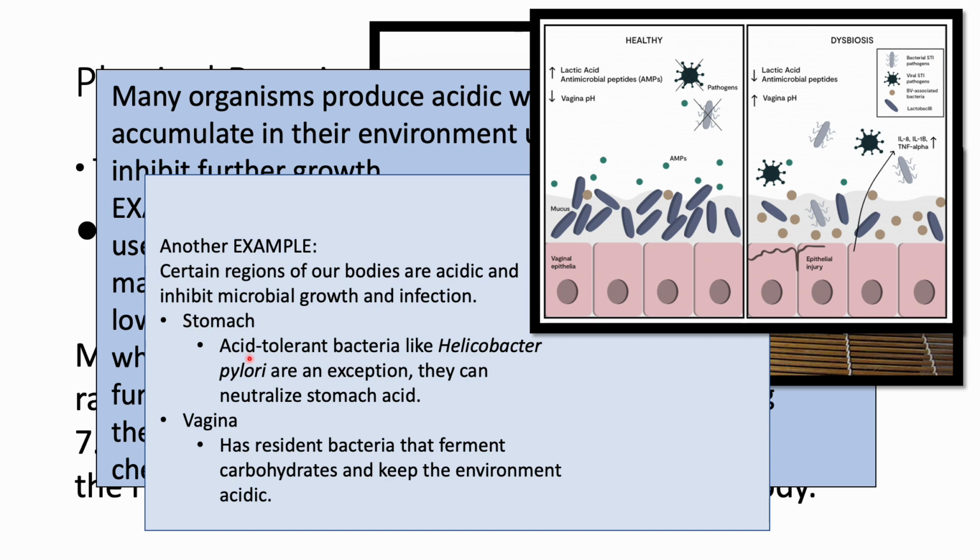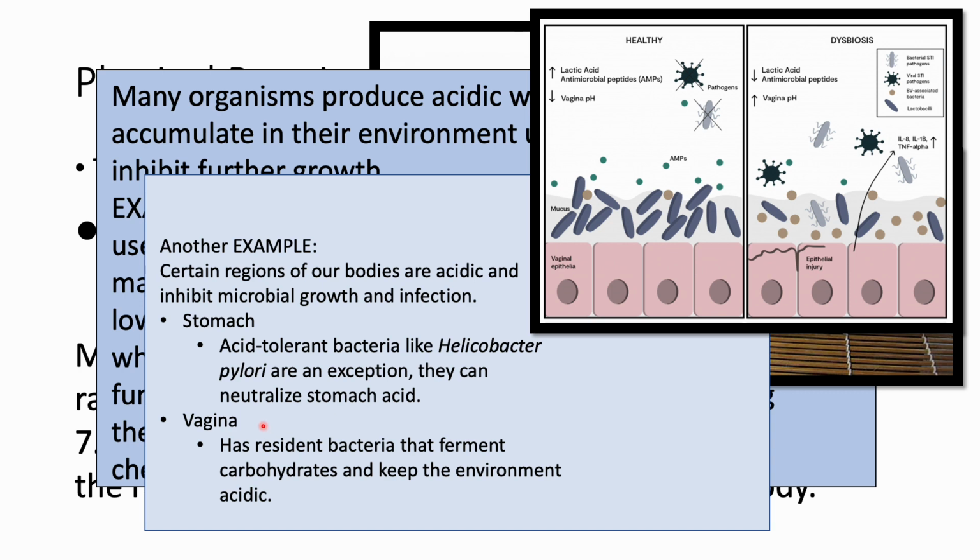But there are certain types of acid-tolerant bacteria, like Helicobacter pylori, and we'll talk about this more later on in the semester. This type of bacteria causes stomach ulcers, and it does that by actually neutralizing the stomach acid and wiggling its way into the epithelial cells of the stomach.